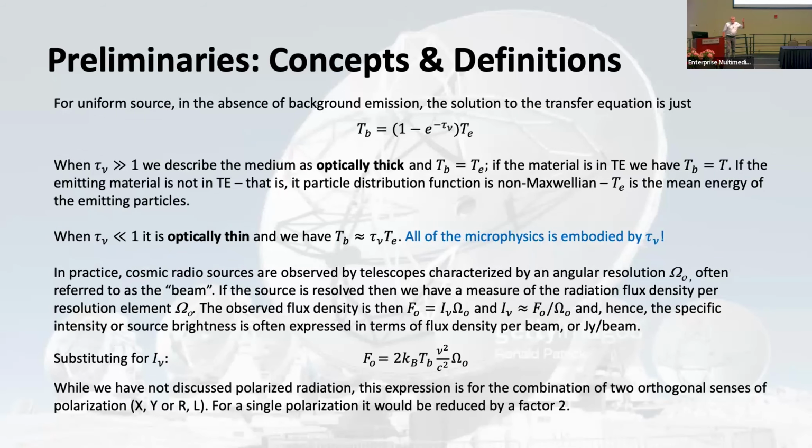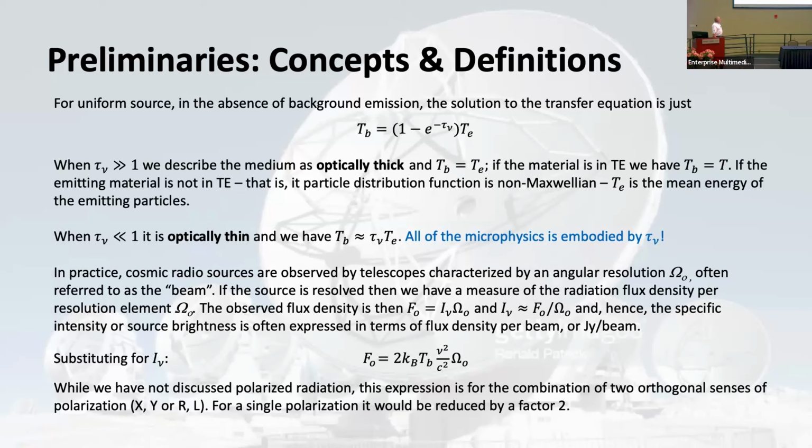For a uniform source with no background emission, you can solve that equation very simply. Brightness temperature is just 1 minus this exponential involving optical depth, times the effective temperature. So if the source is optically thick, that is tau much bigger than 1, the brightness temperature is just the effective temperature. It is a rather direct measure of the temperature of the system if it happens to be in thermodynamic equilibrium. And for certain solar contexts, it is.